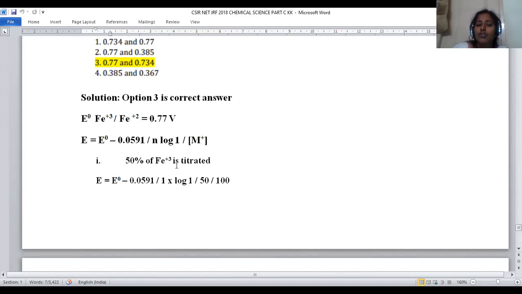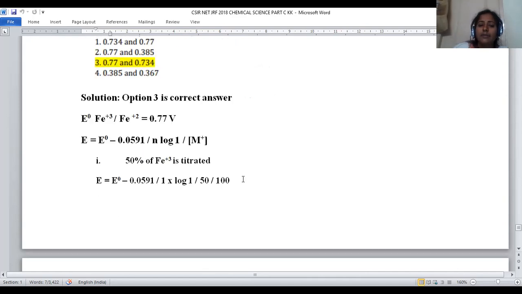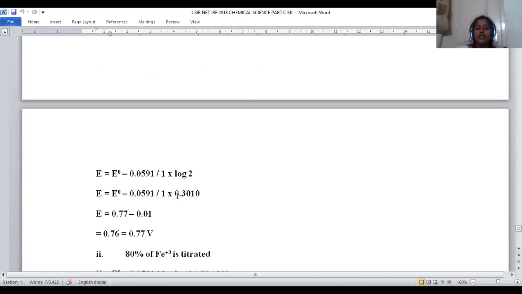Here we are not given any concentration of metal ion. Instead, we got the percentage of iron titrated. So here two different conditions are provided: one is 50%, the second is 80%. In case of 50% consumption, let us apply this: E is equal to E naught minus 0.0591 by 1 into log 1 by 50 by 100. So 50% got consumed, that's why 1 by 50 by 100. Now you can take this 100 up, 100 by 50, it will become log 2. The log 2 value is already known to us, that is 0.3010, right?